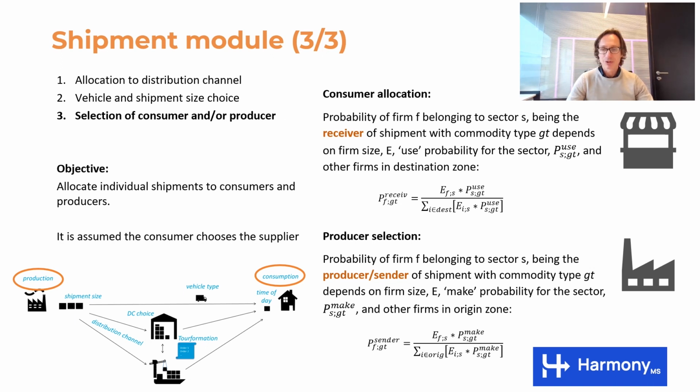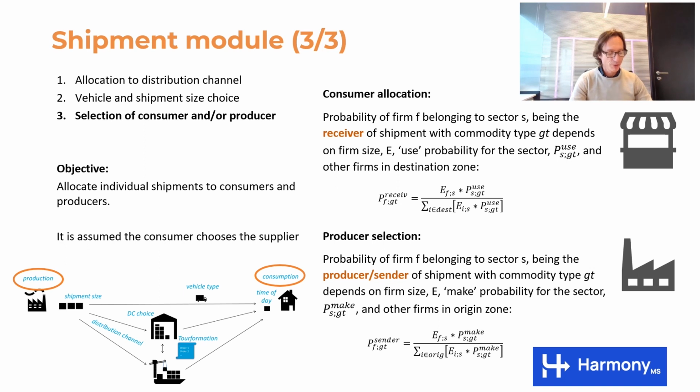In make-use statistics, it is described for each type of commodity which industry sector is the producer and the consumer of these goods. And we use this to calculate a probability for the synthetic populations in the study area: for a shipment of a certain type of commodity, what is the probability for each firm to be the consumer of the goods based on the industry sector and also based on the size of the firm. This is represented in this probability function here. And the same on the producer side, of course.